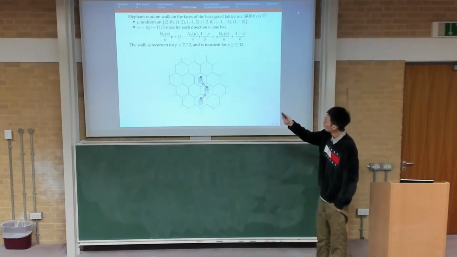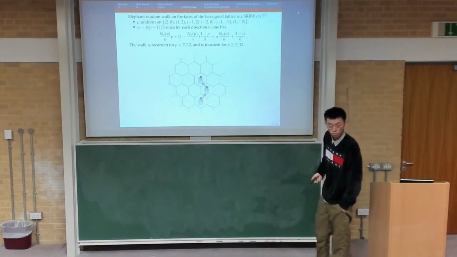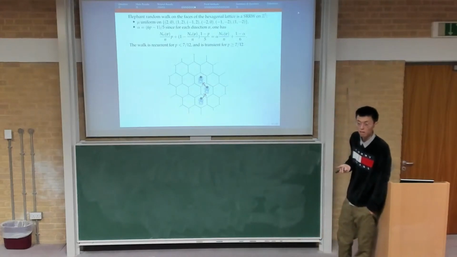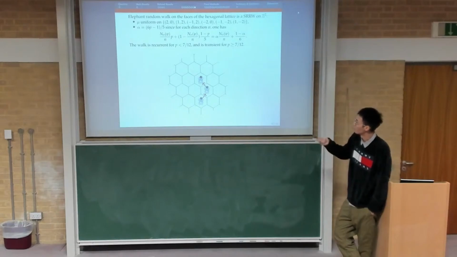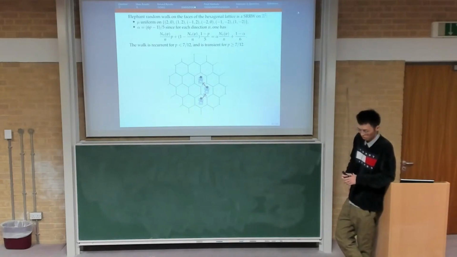Then we have shown that in dimension 2, there is a phase transition at alpha equals 1/2. You solve alpha equals 1/2. Then this gives us the result that this elephant random walk is recurrent if p is less than 7/12, and is transient if p is greater than or equal to 7/12. So actually, 5/8 is a constant depending on the lattice. And if you change the lattice, you may get a different criticality.